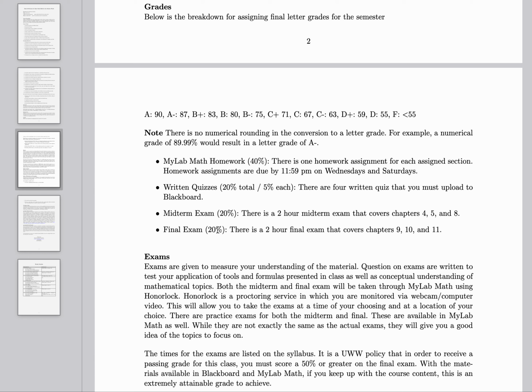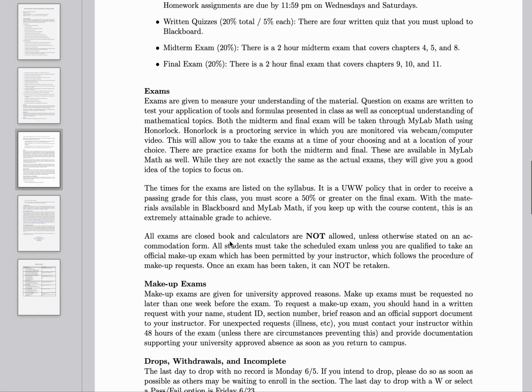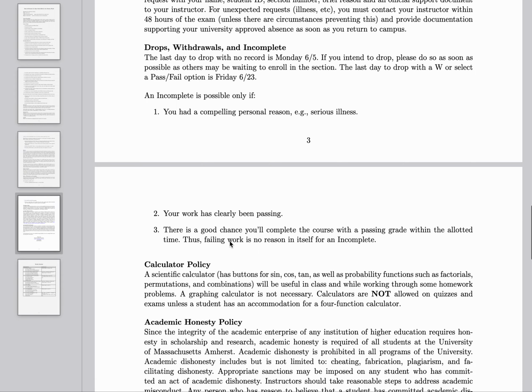The nice thing is you can take them right at your computer at any time that you'd like during the window of time that the exams are open for. So if I scroll down a little further, you can read about exams and makeups and things like that.